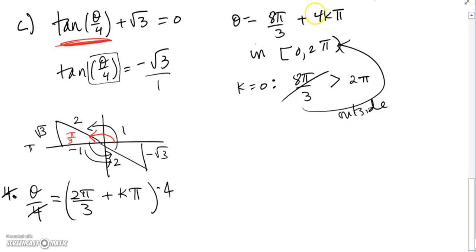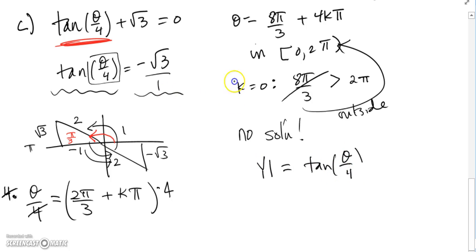If I let k be equal to 1, that's an even bigger angle. K equal to 2, an even bigger angle. So it looks like this has no solution between 0 and 2 pi. Now, what does that really mean? Let's think about it. If I look at the left side and the right side of the equation, with y1 being tangent of theta over 4 and y2 being just the negative root 3 horizontal line, these two never intersect in the interval 0 to 2 pi.